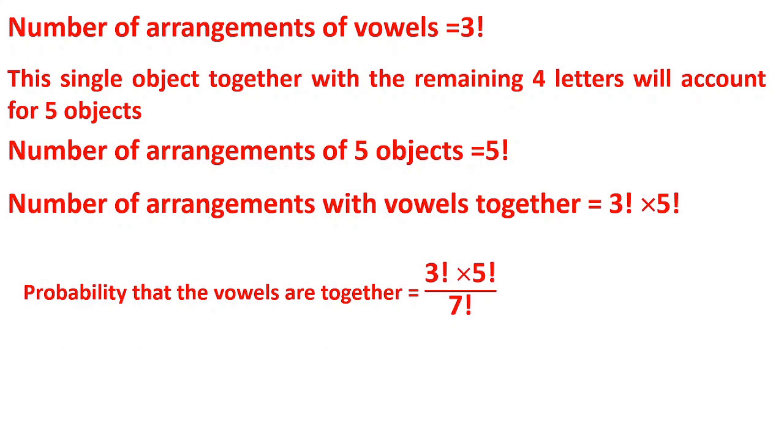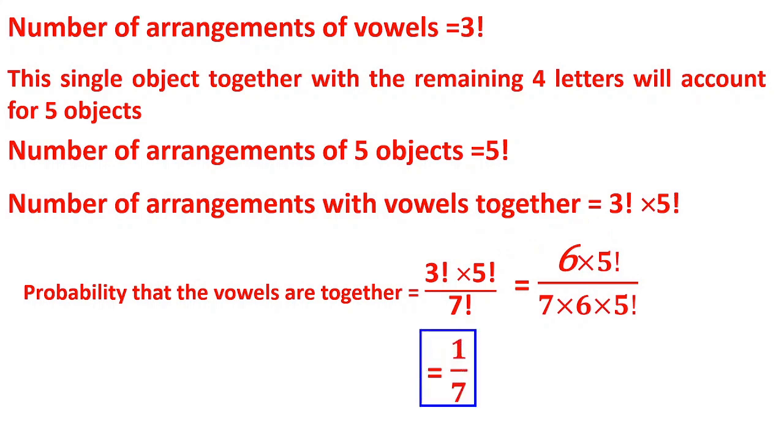Probability is favorable cases by total cases. Now 6 is 3 factorial. 7 into 6 into 5 factorial. 6 into 5 factorial gets cancelled. The answer is 1 by 7.